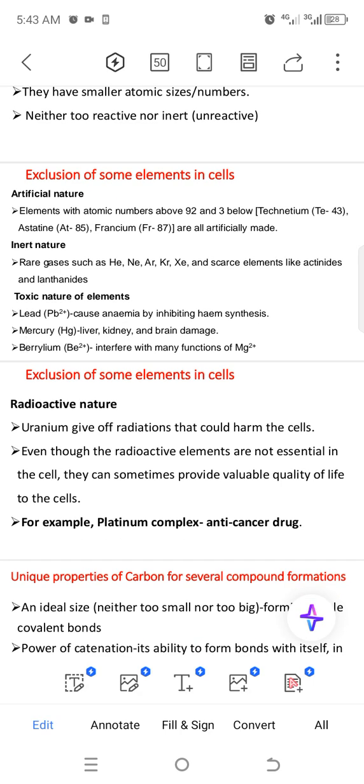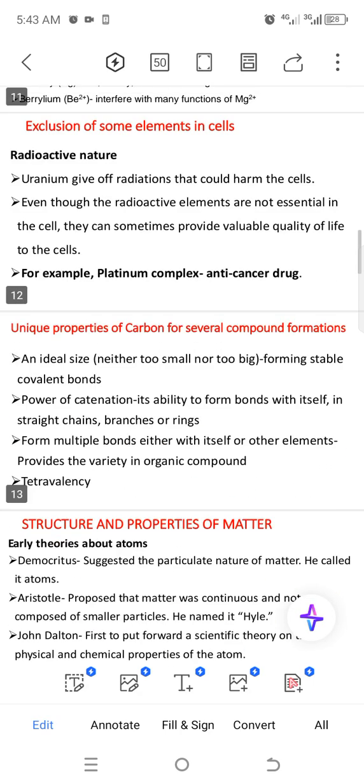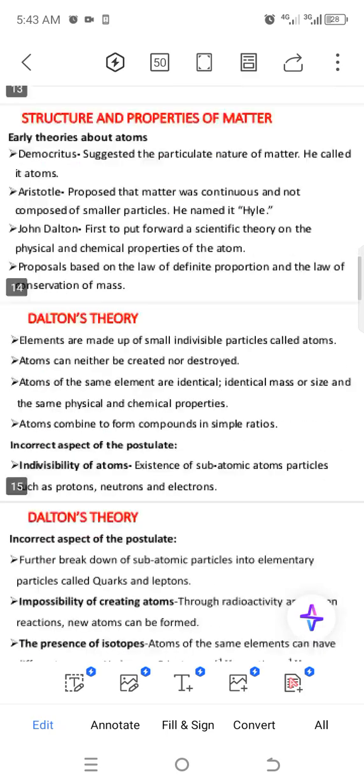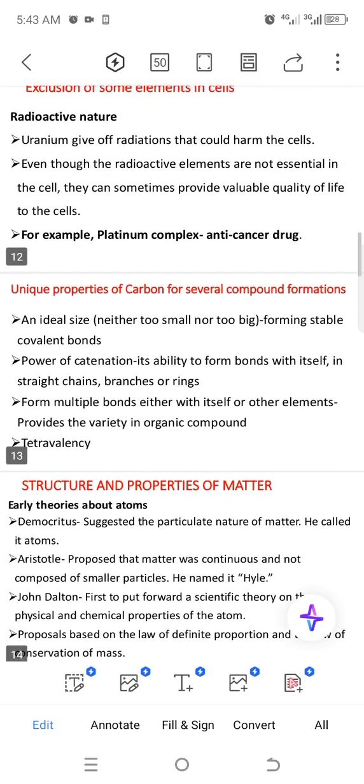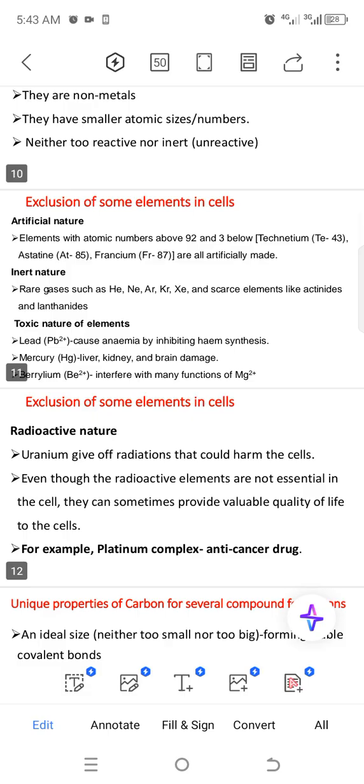Exclusion of some elements in cells. Why were some of the elements excluded in the cells? So the first one is artificial nature. So elements with atomic numbers above 92 and 3 below, such as technetium, astatine, francium, are all artificially made. So if an element is artificially made, definitely it cannot be found in the cells, because the cells are naturally made.